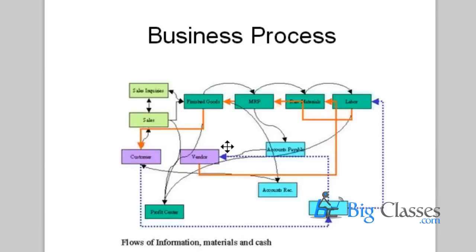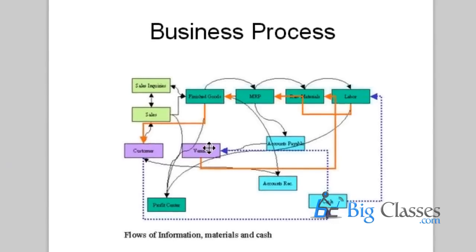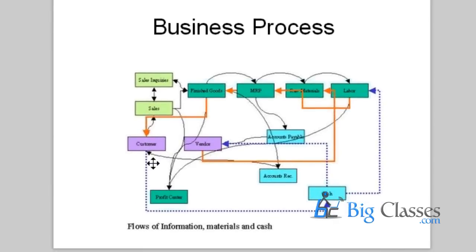Suppose this is basically a business process. It starts with inquiry, then sales, then you have customer, you have vendor, then you are doing the purchasing, you are manufacturing the goods, doing the MRP, and so on. In that, some accounts payable, accounts receivable, cash. This is at a very high level, the business flow: flow of information, material and the cash.